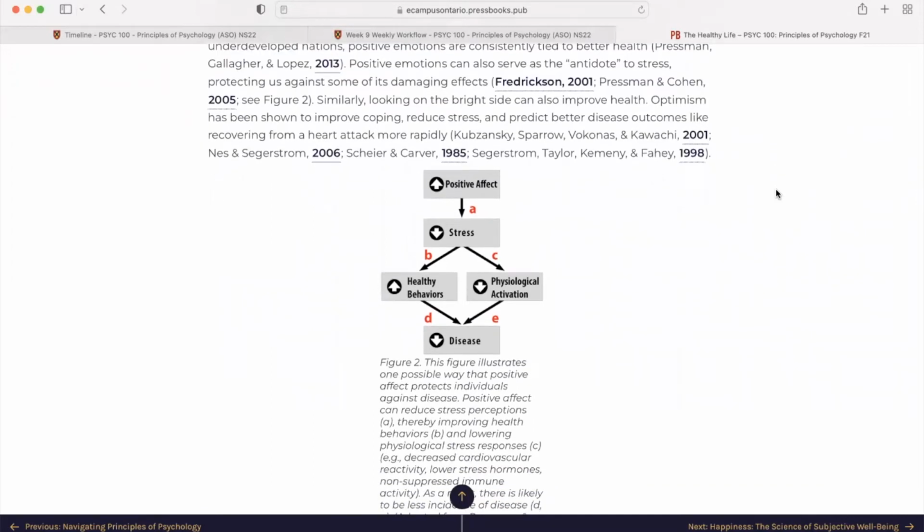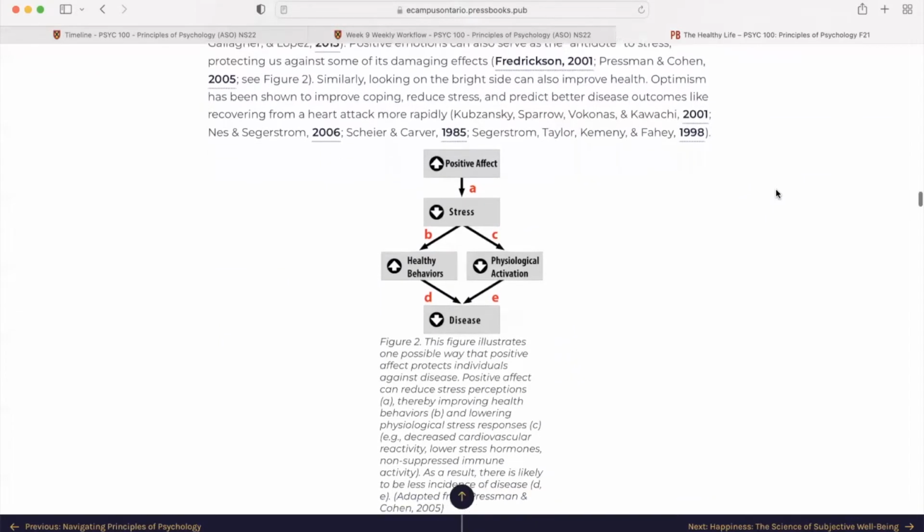Optimism has been shown to improve coping, reduce stress, and predict better disease outcomes, like recovering from a heart attack more rapidly.